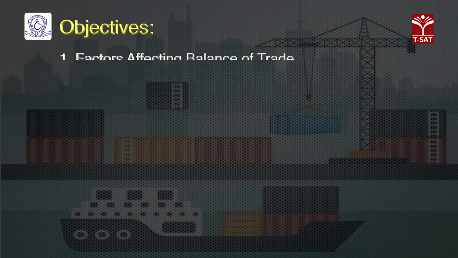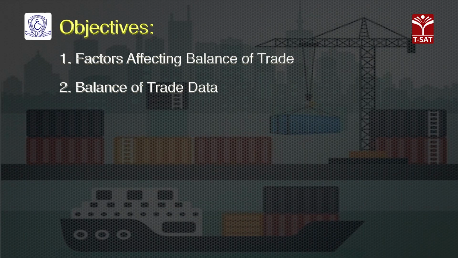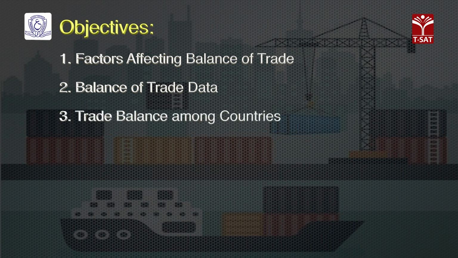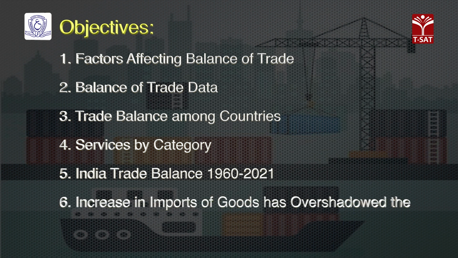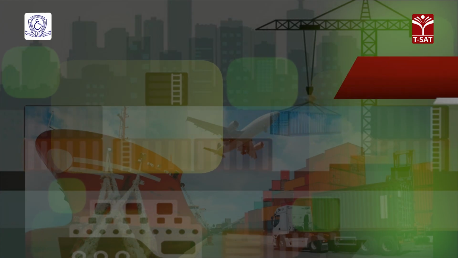This session is in continuation with my previous session on balance of trade. After the session, you will be able to understand the factors affecting balance of trade data, trade balance among countries, services by categories, and India's trade balance between 1960 and 2021, where the increase in imports of goods has overshadowed the increase in exports. So this aspect also we will discuss.